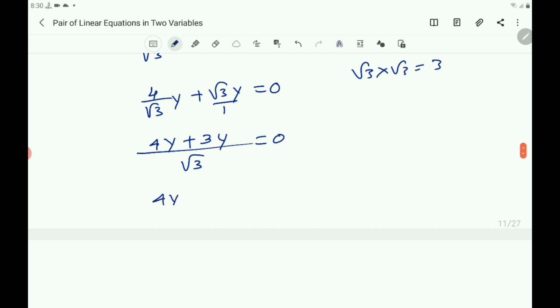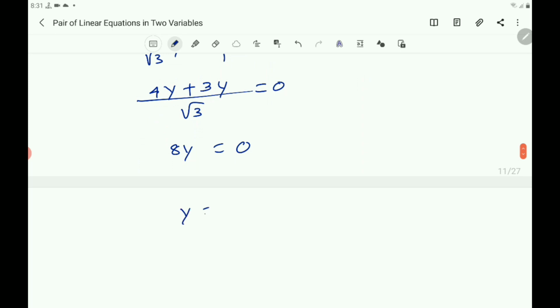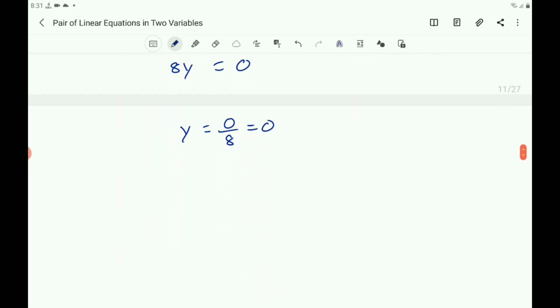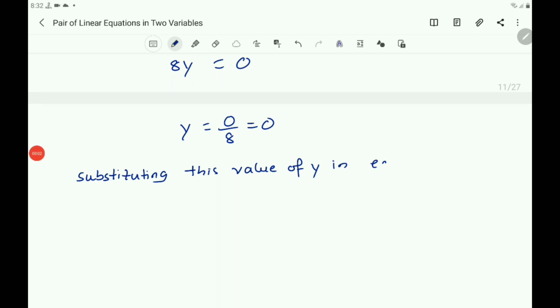So you got 4y plus 3y, you can add. 7y equals root 3 into 0 is 0. Then y equals 0 by 7, which is equal to 0. You got y value 0. Then what is the value of x here? Here you substitute this value of y in equation 3.